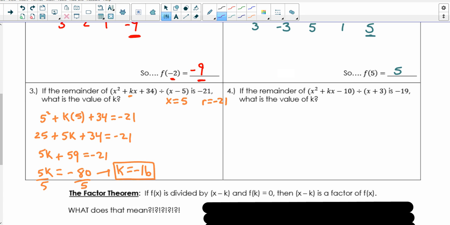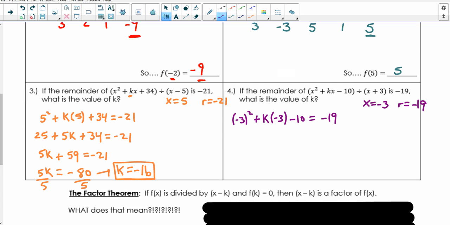Okay, now if you kind of get this, why don't you try number 4, pause it, see about your answer, or you can watch me if you're a little bit unsure. So again, if we're saying that we're going to take this and divide by x plus 3, then that means that x equals negative 3. And if this is negative 19, then that means my remainder is negative 19. Okay? So I can substitute in. I know my x and I know what this is equal to. So I have negative 3 squared plus k times x, which is negative 3, minus 10, which gives me my answer, or my remainder, of negative 19.